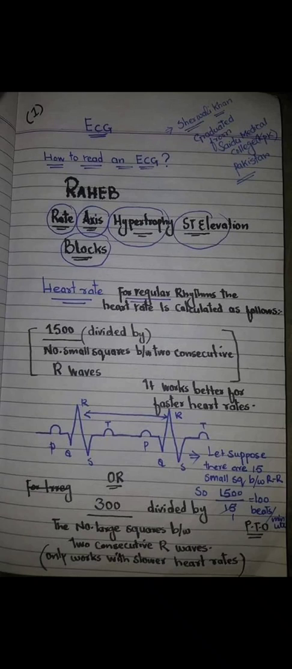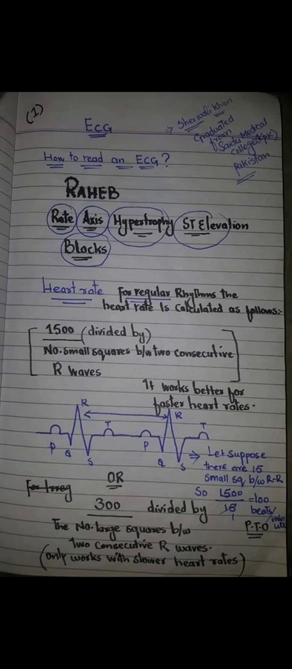How to calculate the rate for regular rhythm? The heart rate is calculated as follows. You count the small squares in the ECG paper between two consecutive R waves, and then divide 1500 by that number. It is better for a faster heart rate. Or you can count the big squares between two R waves.